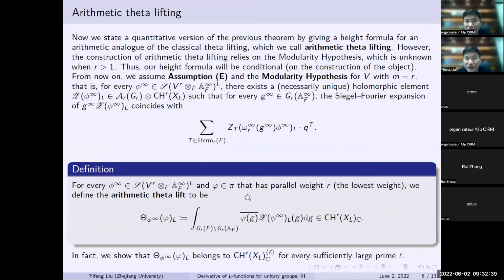Any questions with the definition? Okay, if not, let us continue.